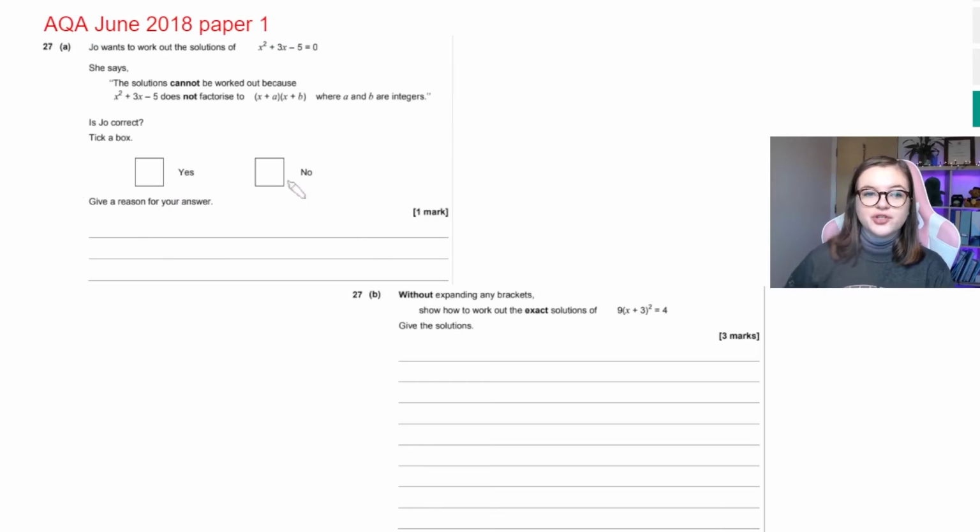Okay, next up then, a two-parter from AQA, which is June 2018, paper 1, which is non-calculator. So pause it, see how you get on. We'll go through it in a second. Okay then, so question 27a. Jo wants to work out the solutions of x squared plus 3x minus 5 equals 0. She says the solutions cannot be worked out because x squared plus 3x minus 5 does not factorise to (x plus a)(x plus b), where a and b are integers. Is Jo correct? Tick a box.